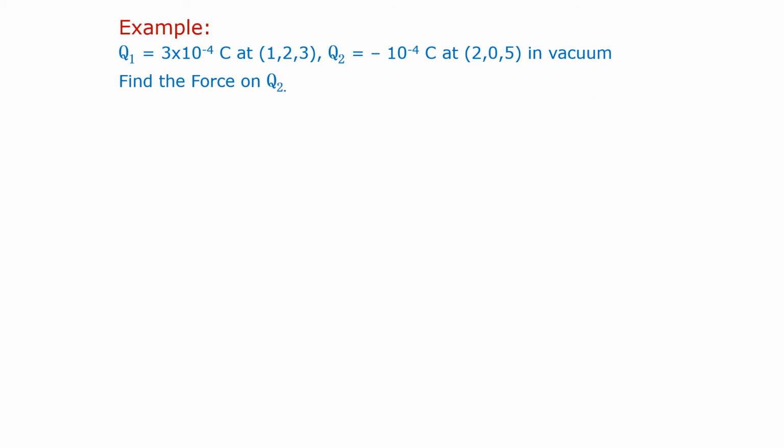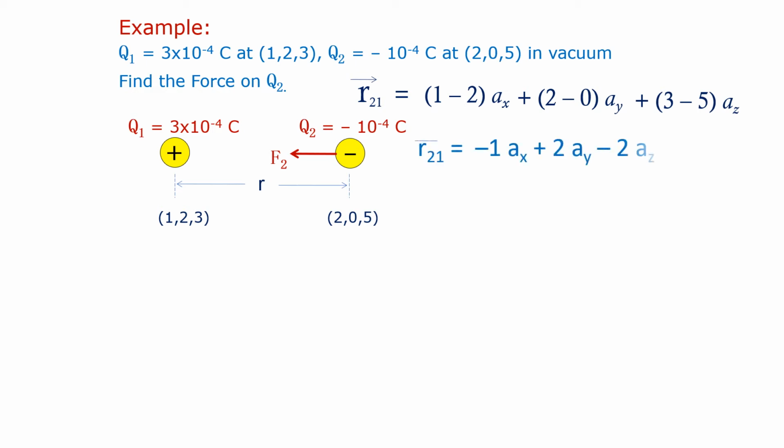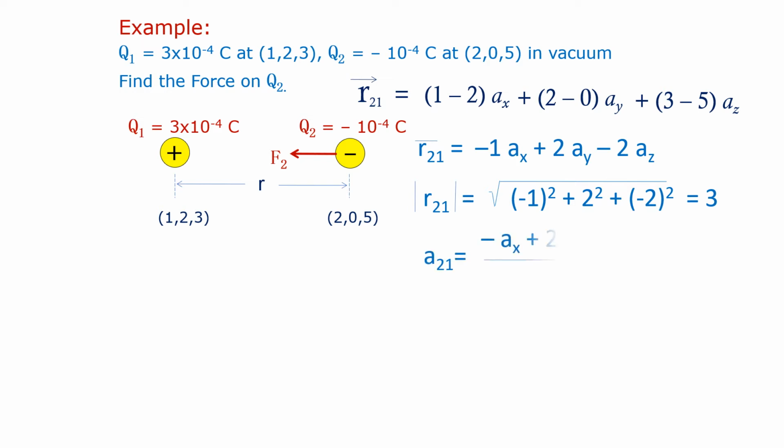We look into the same example, but we will now find out the force on Q2. The force on Q2, F2, will be towards Q1. Let us write R21, the distance vector. It is 1 minus 2 AX, 2 minus 0 AY, plus 3 minus 5 AZ. You will get it as minus 1 AX plus 2 AY minus 2 AZ. The magnitude will come as 3.